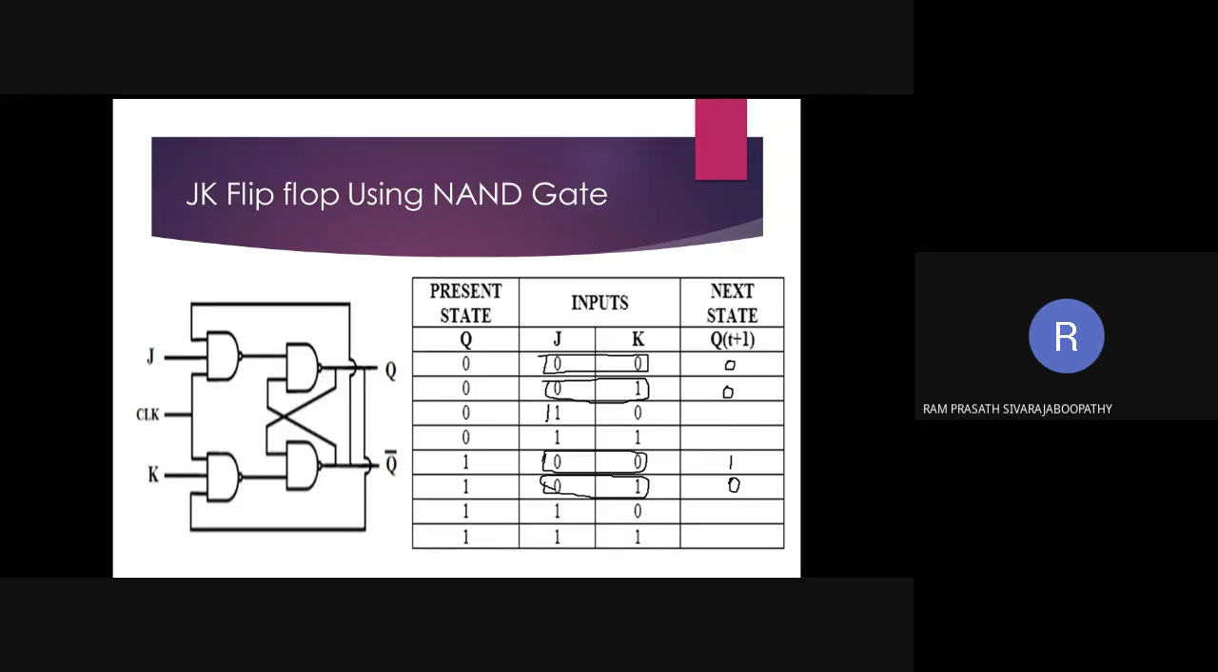Next, if we give 1 0, what will come? Set condition. So here 1, here 1. Then if we give the 1 1 condition, what should be done? If it is the 1 1 condition, toggle. The output will keep toggling, it will keep changing. First it will be 1, then 0 will come, then 0, then 1. Okay, like that, it will toggle continuously.